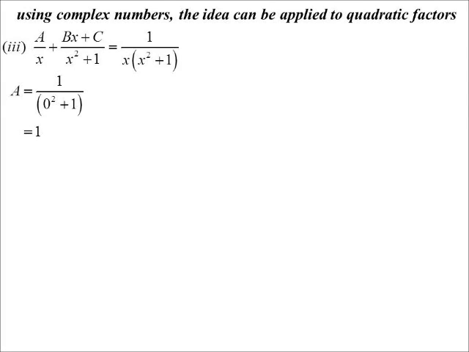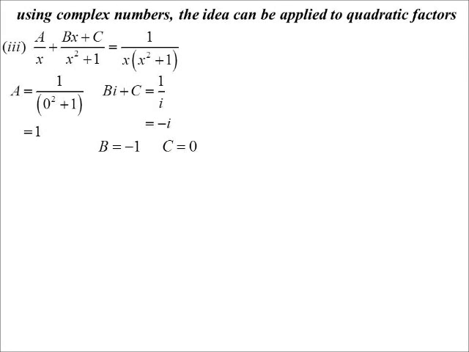X squared plus 1. Remember, the idea was substitute in what makes it equal to 0. So if my denominator is x squared plus 1, if I substitute in i, cover it up, what do we get? Well, we get bi plus c is 1 on i. So bi plus c is minus i, so b must be minus 1, c must be 0.